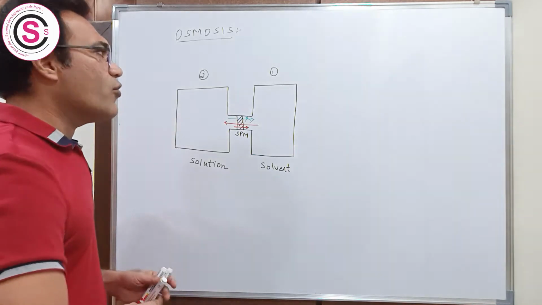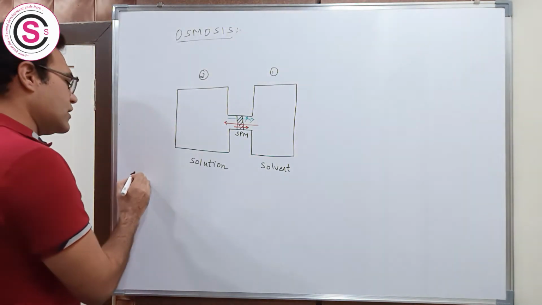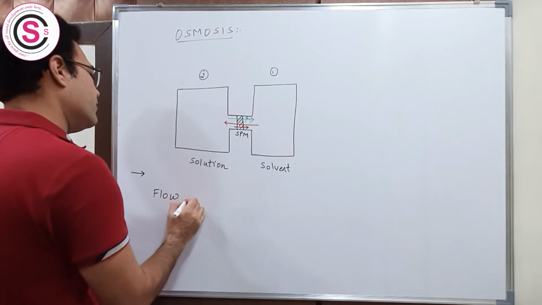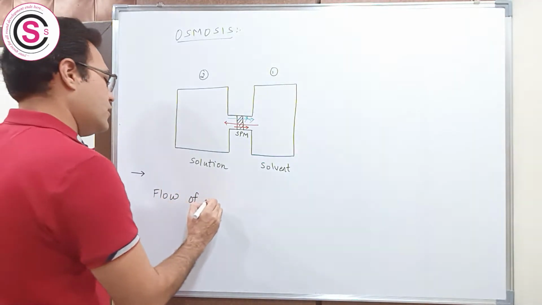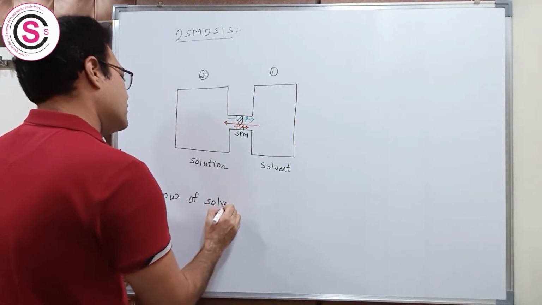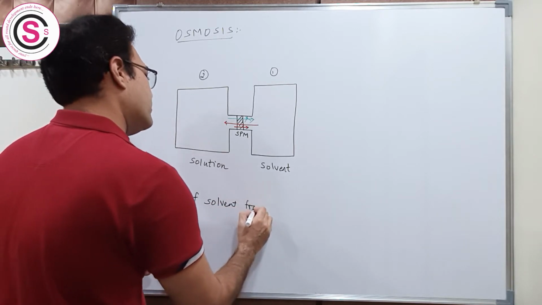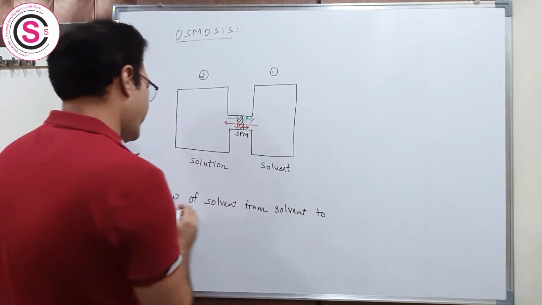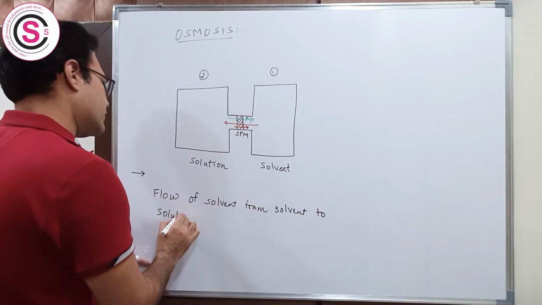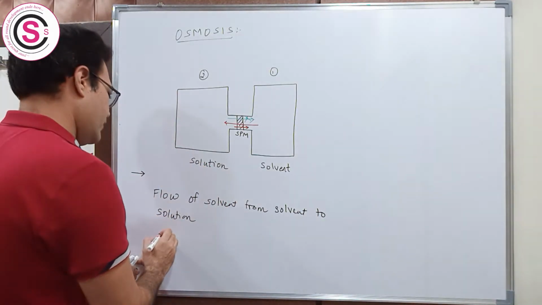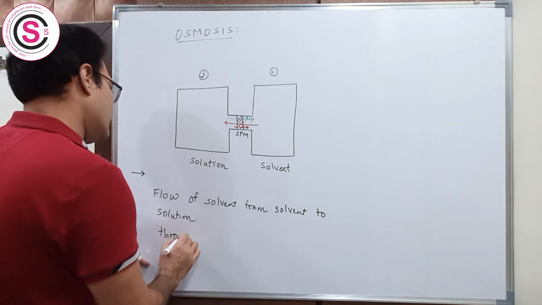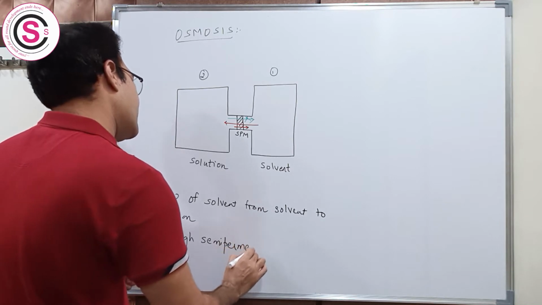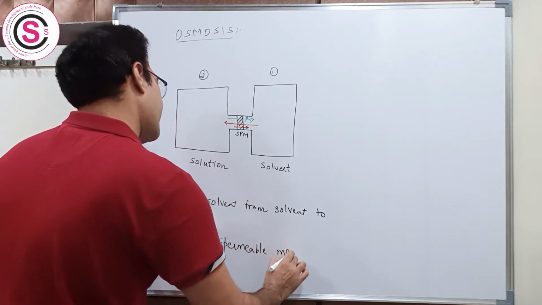So students, how can we define osmosis? Osmosis is defined as the flow of solvent from solvent to solution through a semi-permeable membrane.